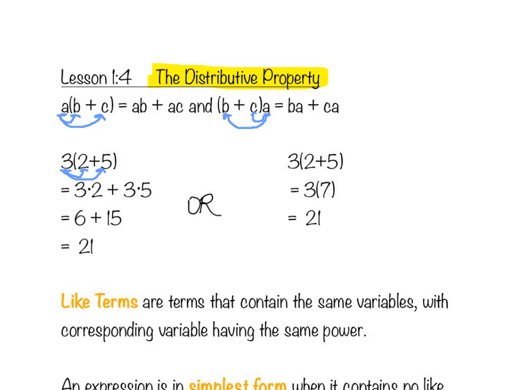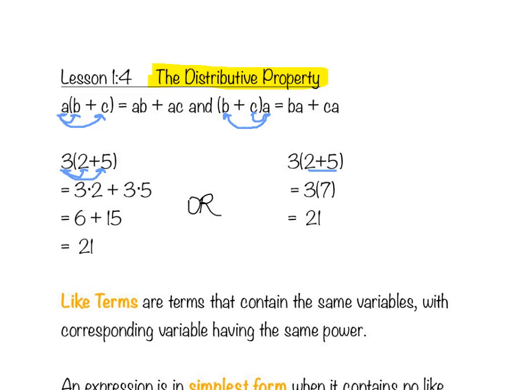And that gives us the same exact answer if we just simply use order of operations. In other words, add 2 plus 5 in the parentheses first, then multiply 3 times 7, which is 21.